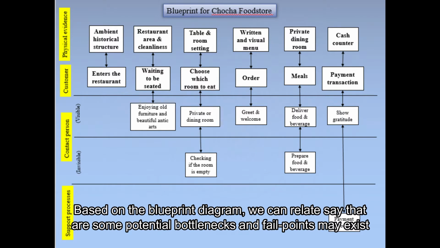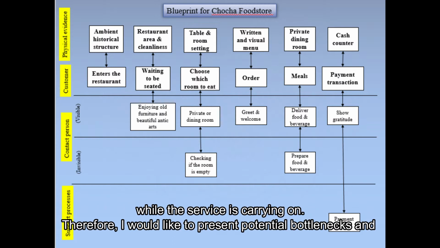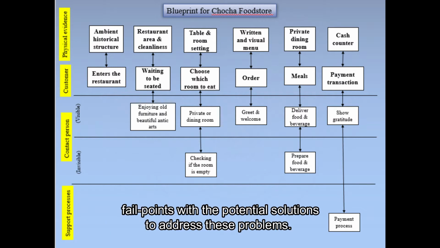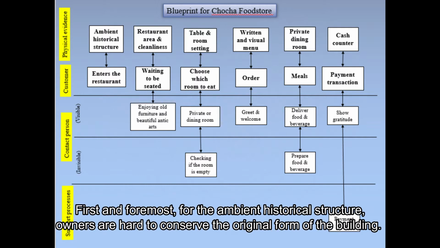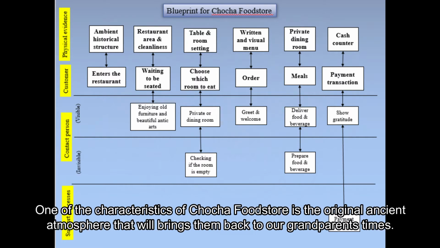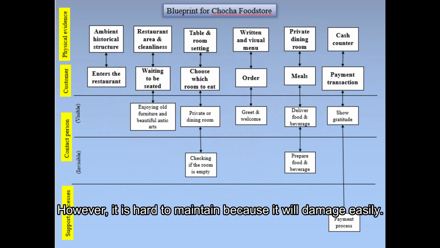Based on the blueprint diagram, we can see that there are some potential bottlenecks and fail points that may exist while the service is carrying on. Therefore, I would like to present the potential bottlenecks and fail points with potential solutions to address these problems. First and foremost, for the ambient historical structure, owners find it hard to conserve the original form of the building. One of the characteristics of Chocha food store is the original ancient atmosphere that will bring customers back to our grandparents' times. However, it is hard to maintain because it will damage easily.